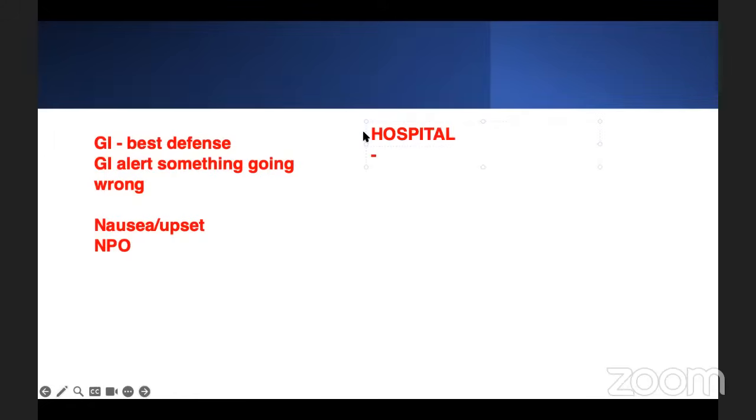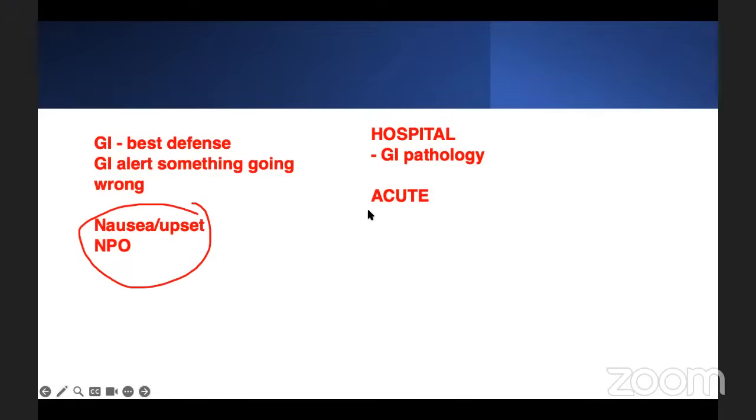Anybody with a GI pathology, there are few things you can do because it's an acute problem. There are few things you can do that will save their life. What the patient does already, they make themselves NPO. Every GI pathology, keep them NPO.